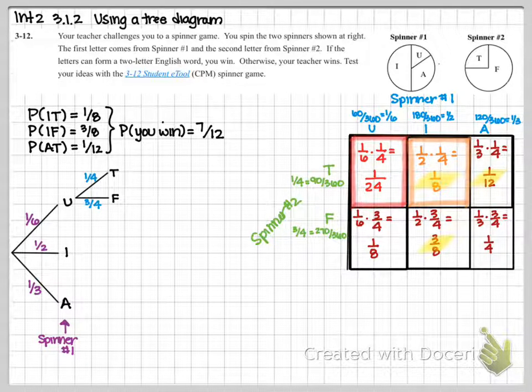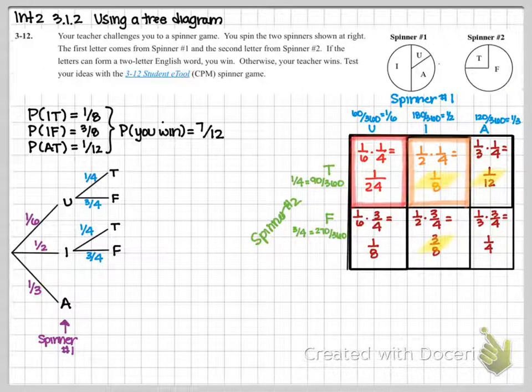So what we want to do is build all of the branches, so build our tree. Now, let's say hypothetically that you spun an I. Well, then you're still going to spin a second time. And the possibilities for those were still T and F. The probabilities for those are still the 1/4 and the 3/4. Just go ahead and keep that going down the branches.